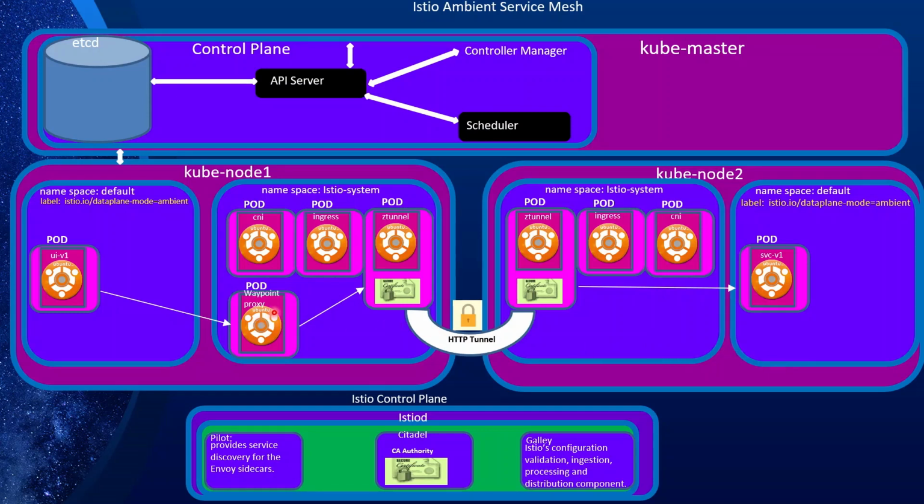And now that we have both L4 and L7 components in the picture, next, in the demo, we will take a look at how we install the ambient service mesh, and what the requirements are.